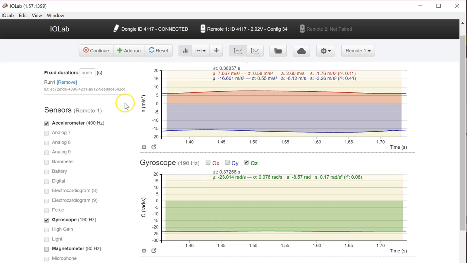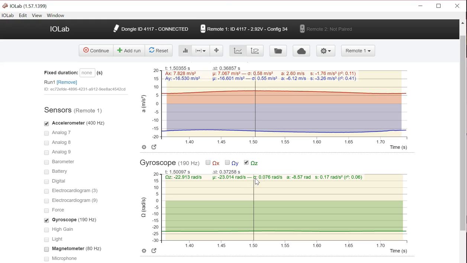And now we're going to look at our mean values. We see our mean value. Here we have a mean of 7.067 for our acceleration in the x direction, and a mean of minus 16.601 meters per second squared in our y direction. And then we see that our omega has a mean of minus 23.014 radians per second.